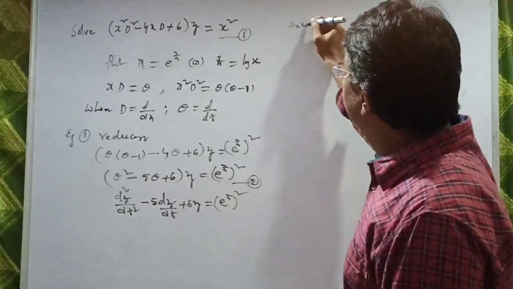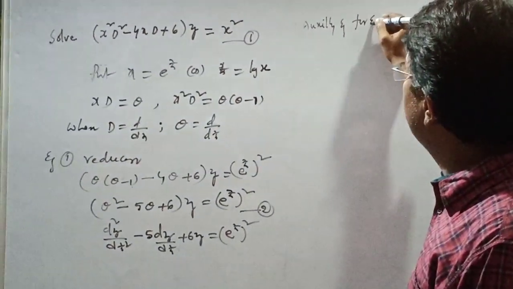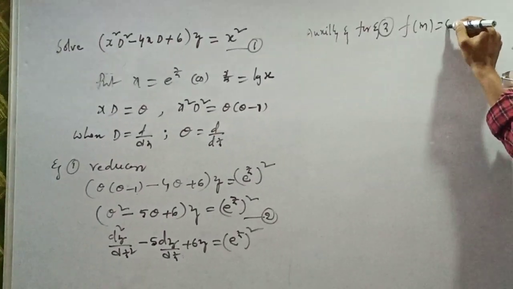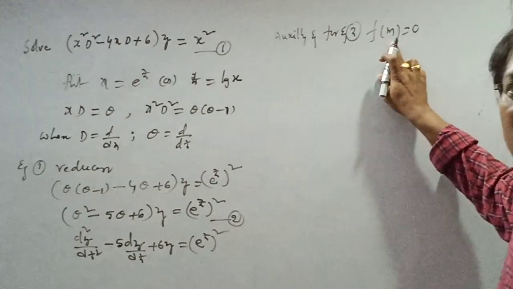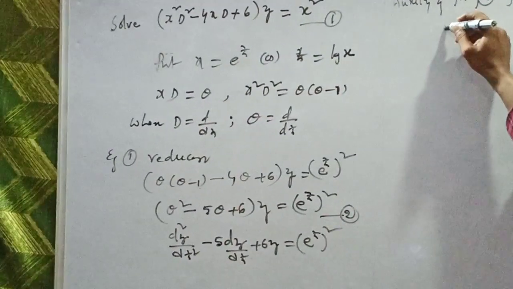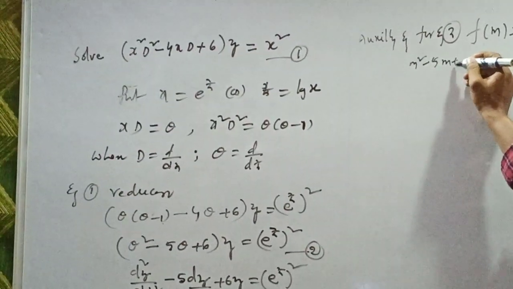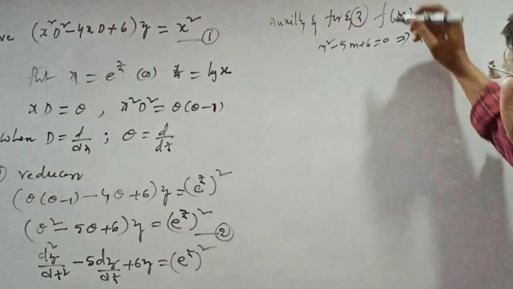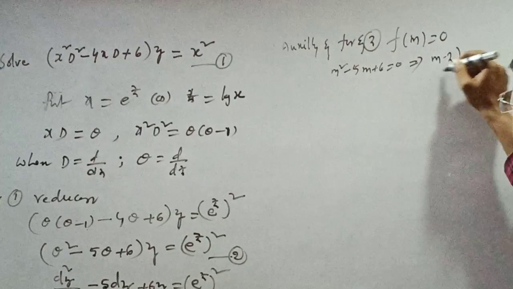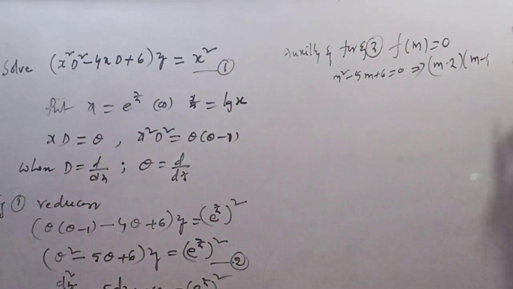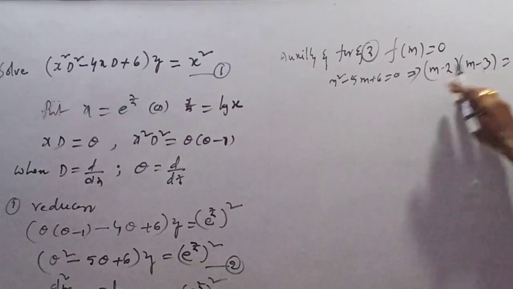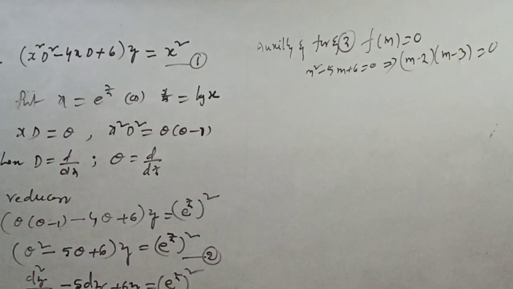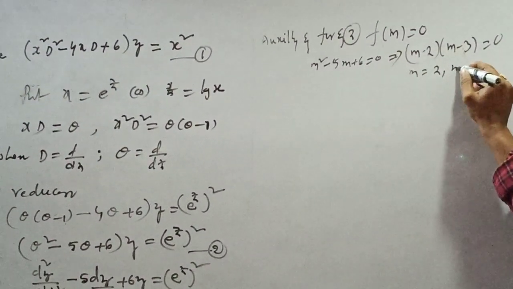Auxiliary equation for equation 2. Okay, that is f of m equal to 0, f of theta with m instead of theta. So this is m square minus 5m plus 6 equal to 0. Okay, so you observe its factors: m minus 2 into m minus 3 equal to 0. Okay, clear? m square minus 3m minus 2m is minus 5m, and 2 into 3 is 6. So the roots are m equal to 2 and m equal to 3.